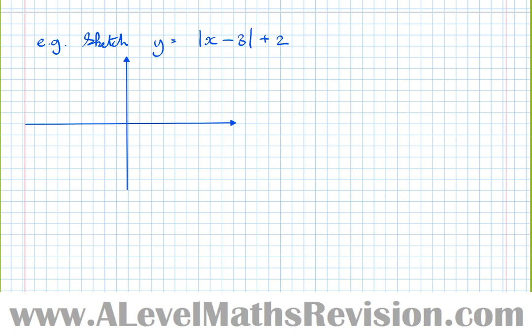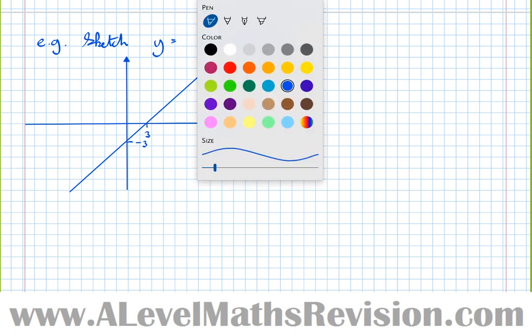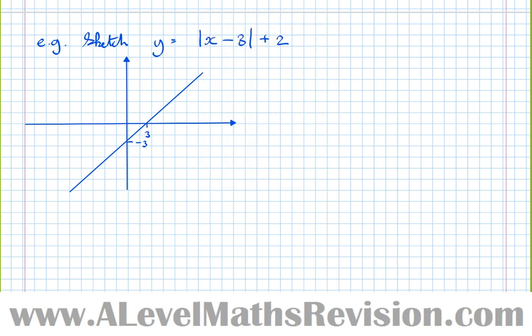So got that there. So first of all, let's draw y equals x minus 3, which is going to look something like that. And finding the root, we'll see that it's 3 and it crosses at minus 3. But then it's going to be reflected upwards. So like that.